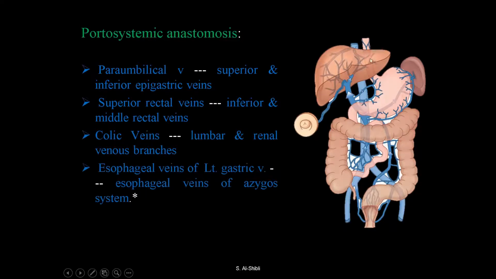Finally, we have the most important one, which is in the lower part of the esophagus. We mentioned something about this, between the esophageal vein of the left gastric vein, which is portal, and the azygous system through the esophageal vein, which is systemic. Okay? So there is a portosystemic anastomosis. Usually, all of us have these 4 important sites.